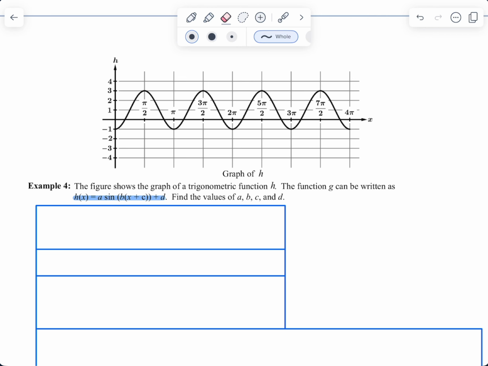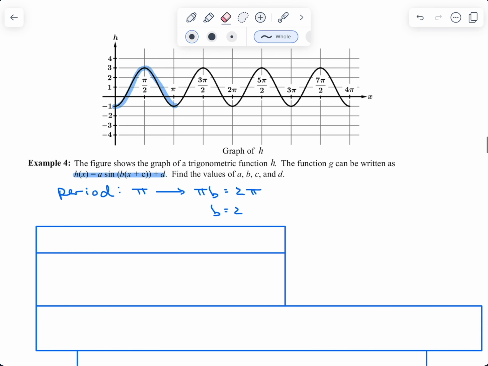Okay, hopefully you had some time and you were able to find that. So as I'm taking a look here, I notice that if I start at the minimum, I go up, and then I come back to the minimum, that would be my period. So if my period is pi, I have another example where the b value is going to have to be 2. Again, that means it's a horizontal dilation by a factor of 1/2. So I'm horizontally compressing this periodic function.